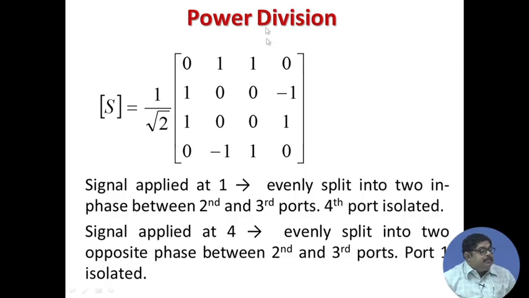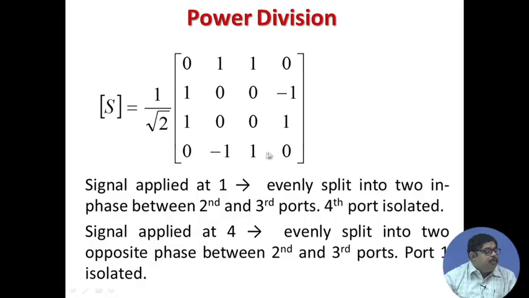Similarly, if signal is applied at port 4, look at this fourth column, the signal is evenly split between ports 2 and 3, but they are in opposite phase and no signal is going to port 1. So, port 1 is isolated. That means I can use it as a power divider if I give signal at either port 1 or port 4. In both cases, equal power is getting divided into the 2 ports.